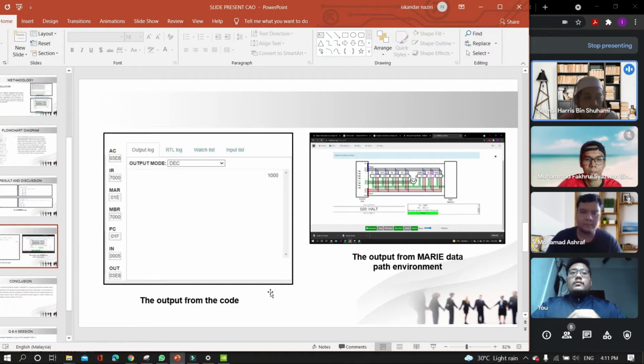This is the figure for the output that we get, and the right one is the output for the MARIE data path environment.